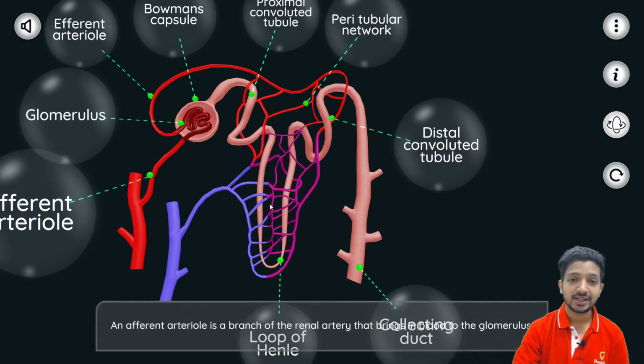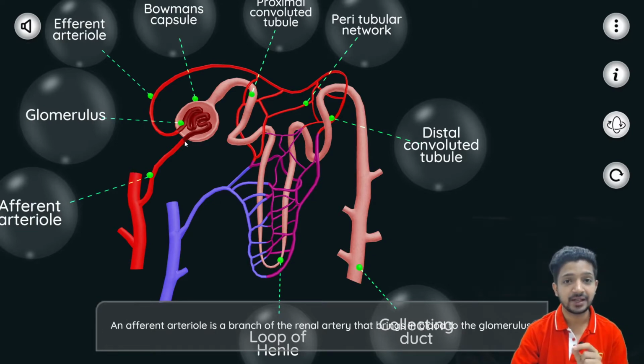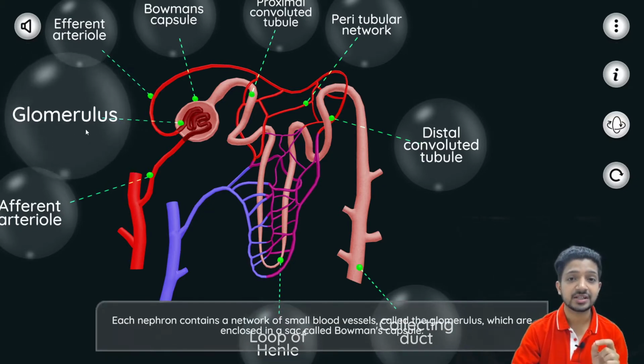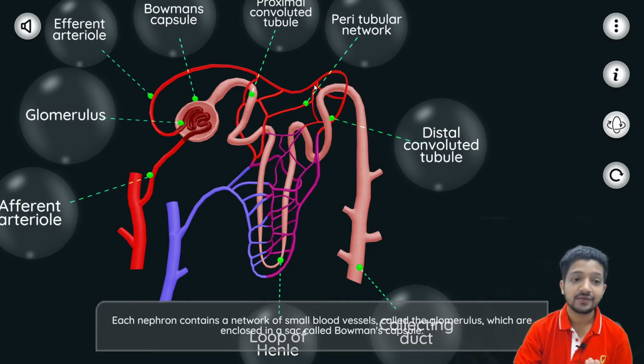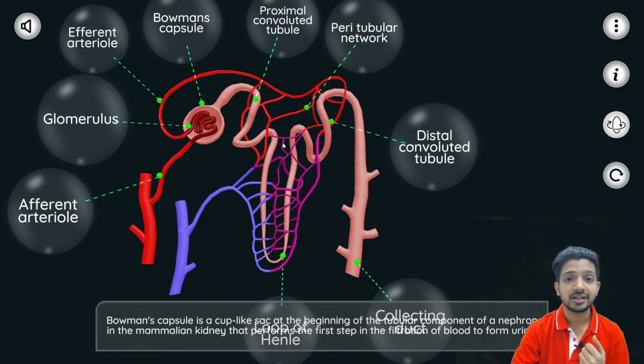Efferent arteriole is the branch of the renal artery which brings in the blood into the nephron, to be particular into a tube-like network which is the glomerulus. It's a network of small blood vessels which is contained in a cup-like or a sac-like structure called the Bowman's capsule.